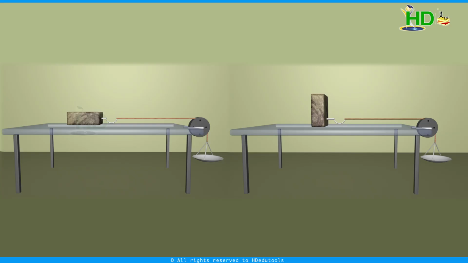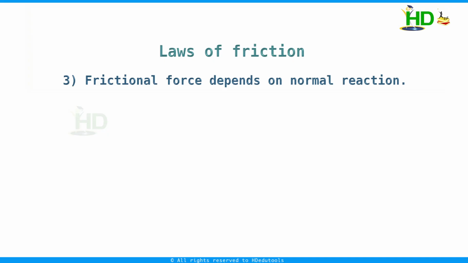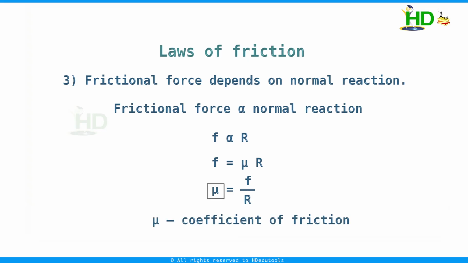We have already done an activity related to this, which proves that friction does not depend on area of contact. And the third one is that the frictional force depends on normal reaction. That means frictional force is directly proportional to normal reaction, or F proportional to R, or F equal to mu into R. This mu is the proportionality constant, which is known as the coefficient of friction.